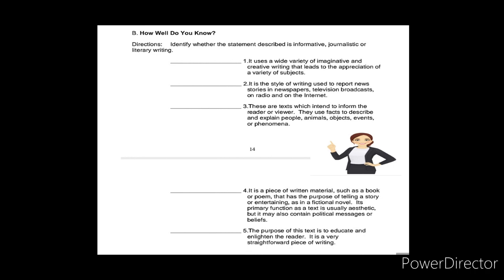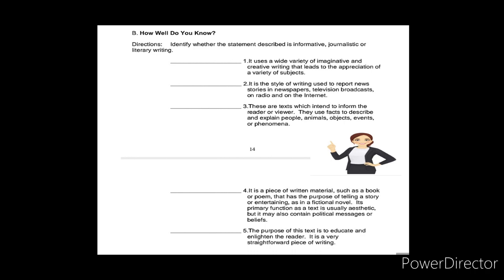1. It uses a wide variety of imaginative and creative writing that deals with the appreciation of a wide variety of subjects. What is your answer? Exactly, literary. 2. It is the style of writing used to report news stories in newspapers, television broadcasts, on radio, and on the internet. News, so the answer is journalistic. 3. These are texts which intend to inform the reader or viewer. They use facts to describe and explain people, animals, objects, events, or phenomena. The answer is informative.